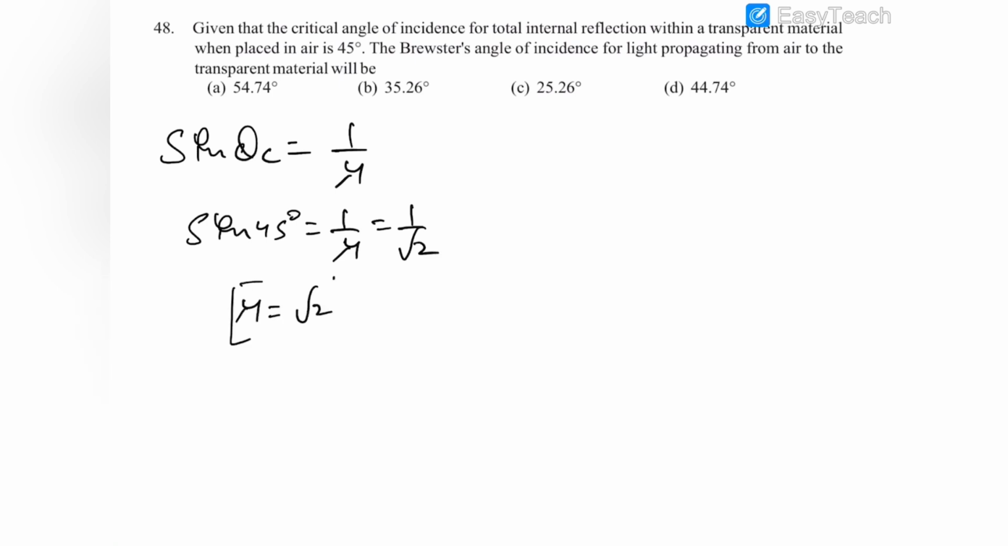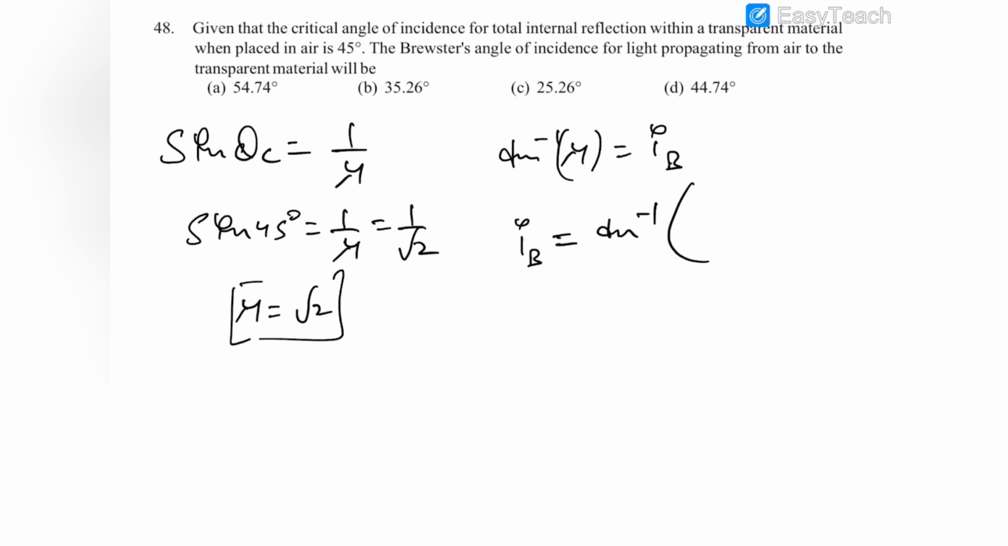Now we have to find the Brewster angle of this medium. So Brewster angle is tan inverse mu. So this is i Brewster. So Brewster angle will be tan inverse root 2. So tan inverse root 2 is approximately 54.74 degree. So the correct option will be option number A.